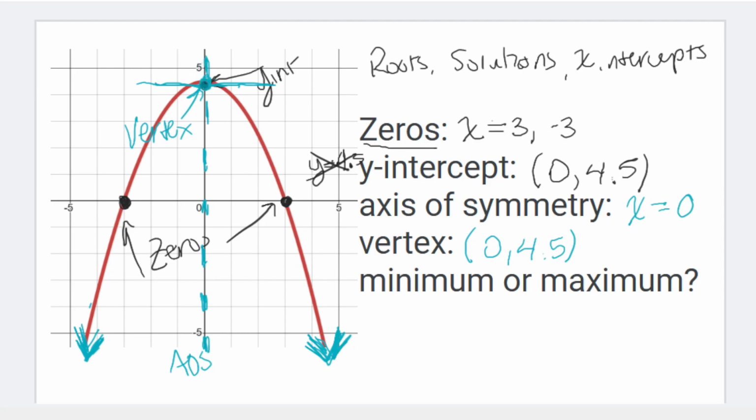However, if I were to draw a little stick figure chilling out on this vertex, he is chilling out at the top of the graph. He is the maximum value, or he is at the highest value. A lot of times kids get mixed up between a minimum or maximum depending on the direction that the graph opens. Don't let yourself fall for that.